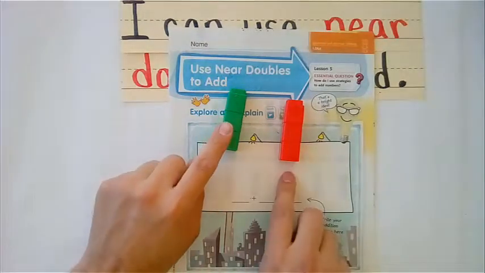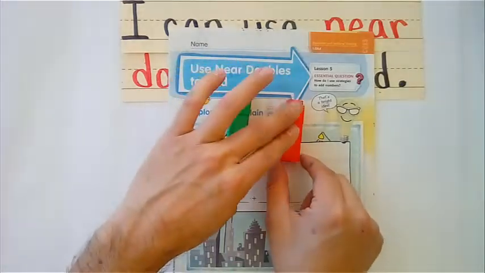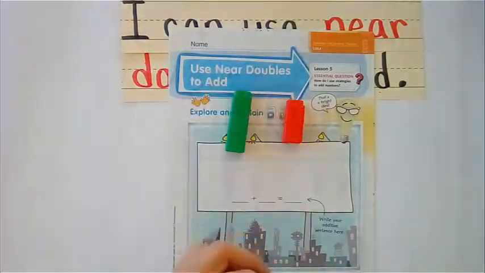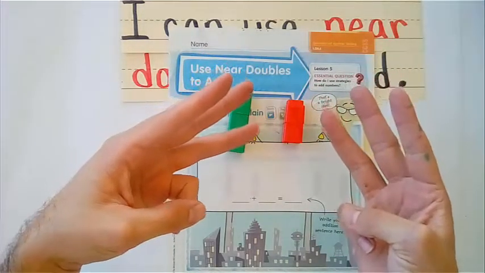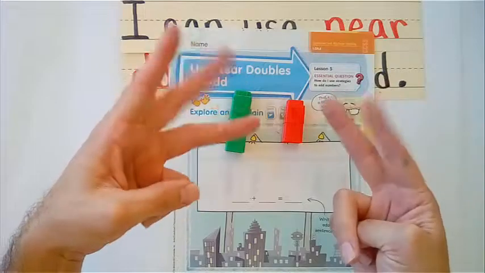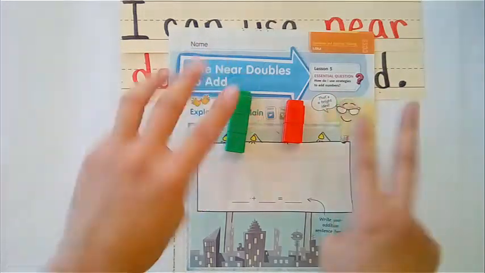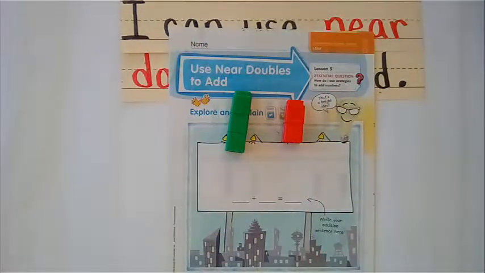So now, what if I have this? What if I take away one of the blocks? So I'm taking away one block. Now what do I have? Well, I had 3 plus 3, but then if I take one away, now what do I have? I have 5 blocks. So let's write that.